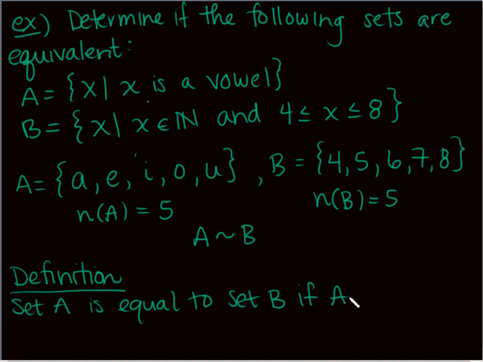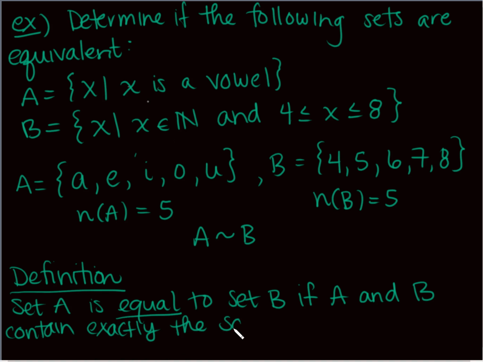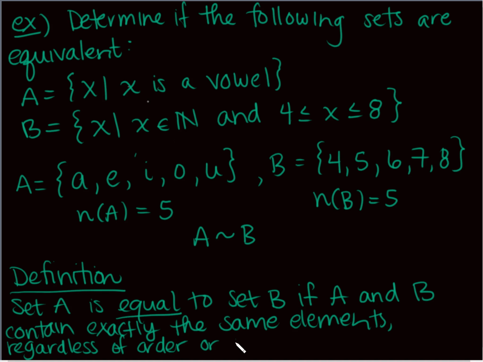Okay, A and B are equal to each other if A and B contain exactly the same elements. Sorry, I'm kind of squishing this. Regardless, not irregardless, guys, that doesn't make sense. Regardless of order or possible repetition of elements.